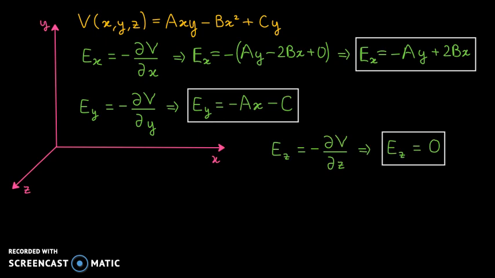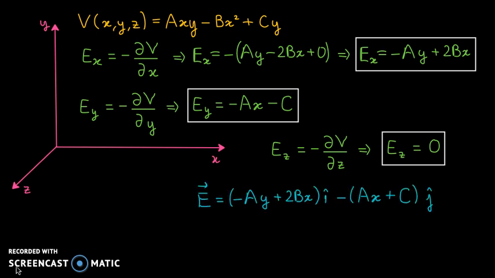And finally, the z component of the electric field vector is equal to 0. The reason is, as I mentioned earlier, none of the terms in this expression for the electric potential has any z dependence in it. So none of these terms depends on z. That's why when we take the partial derivative of each term, we will get 0 from each term. So E sub z is equal to 0. And here I have my vector E expressed in unit vector notation.